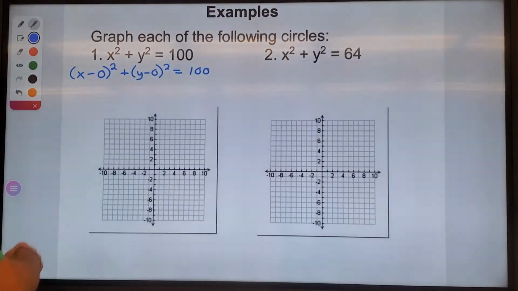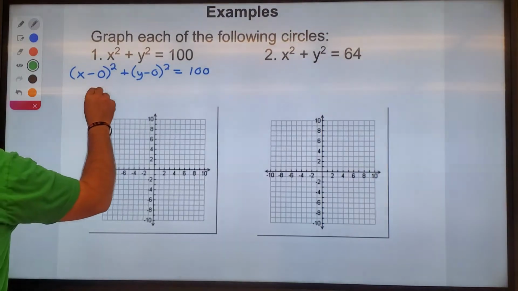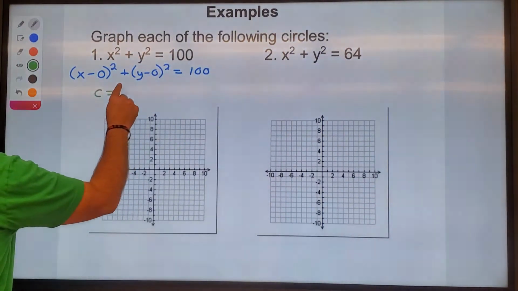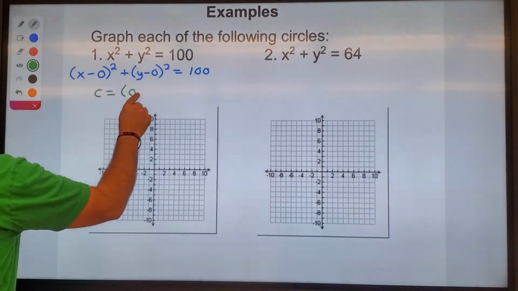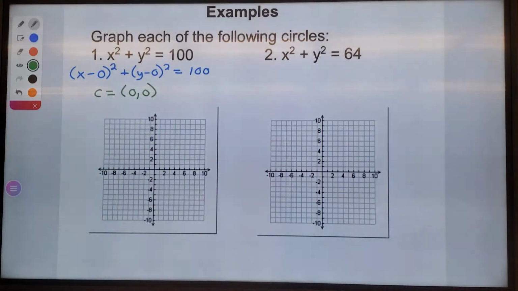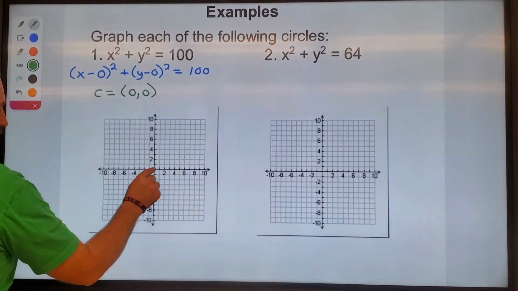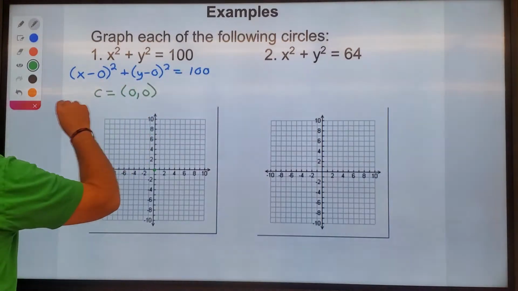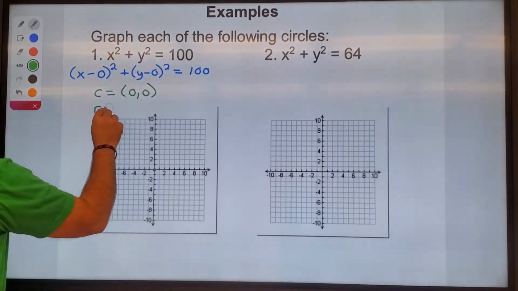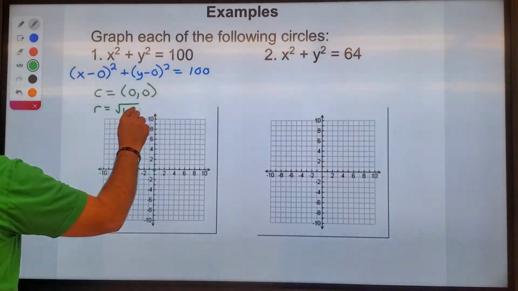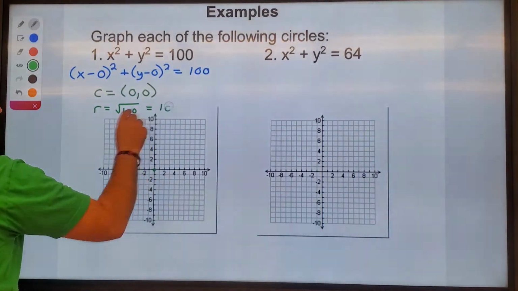Okay. The center then, so c equals the opposite of what's in here and the opposite of what's in there. Well, there's zeros. So it's just 0, 0. It's the origin. Okay, which is right there. The radius then is the square root of whatever's here. So square root of 100, which is 10.